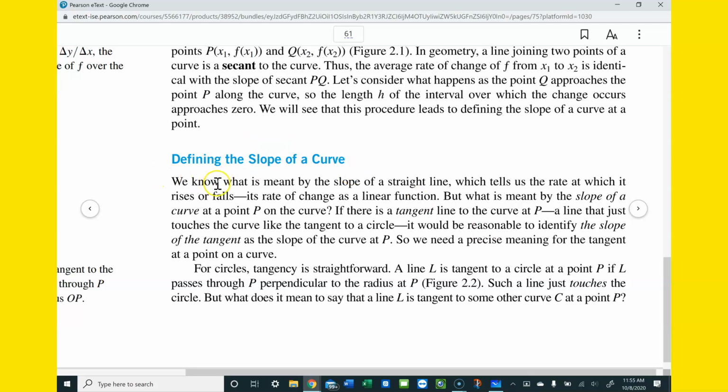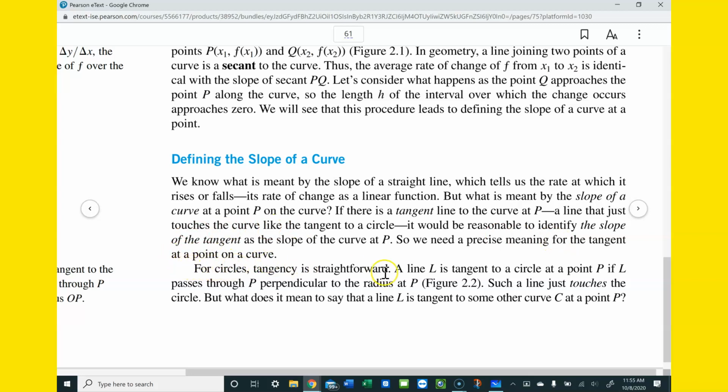Okay, defining the slope of the curve. We know what is meant by the slope of a straight line, which tells us the rate at which it rises or falls, its rate of change as a linear function. But what is meant by the slope of a curve at a point P on the curve? If there is a tangent line to the curve at P, a line that just touches the curve, like the tangent to a circle, it would be reasonable to identify the slope of the tangent as the slope of the curve at that point P. So we need a precise meaning for the tangent at a point on a curve.